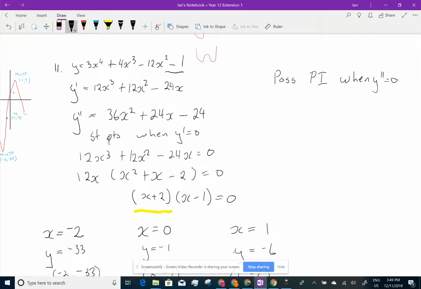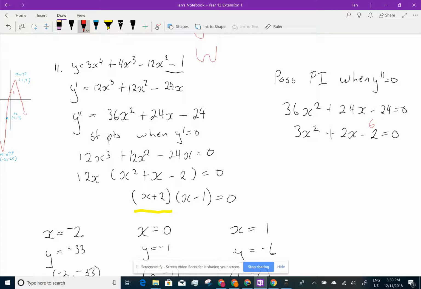So I get a possible PI when 36x squared plus 24x minus 24 equals 0. Divide everything by 12, and that gives me 3x squared plus 2x minus 2 equals 0. Let's hope this is easily factorisable. So 6, what multiplies out to 6 and adds up to 2? Oh no, nothing I know.